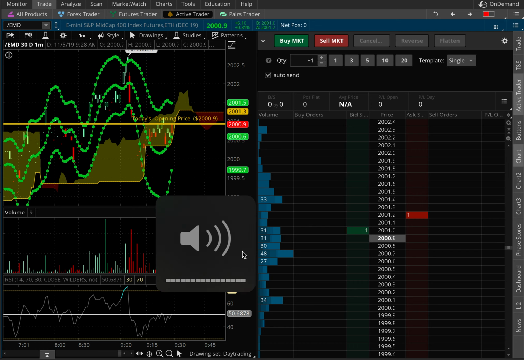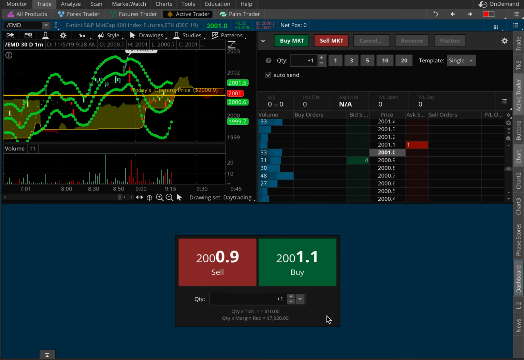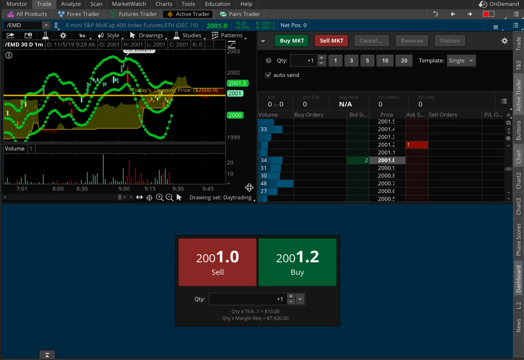Traders, it's 9:28, and I'm going to be trading the EMD today, which is a futures contract. We have a 1 minute chart. It's going to cost me $7,900 a contract. Each tick is $10, so every point is going to be about $100. So $1,999 to $2,000 is a $100 move.